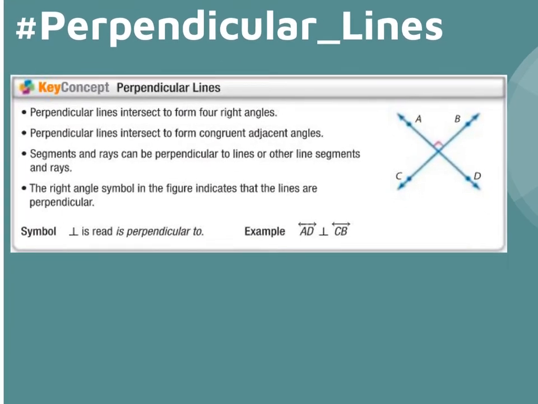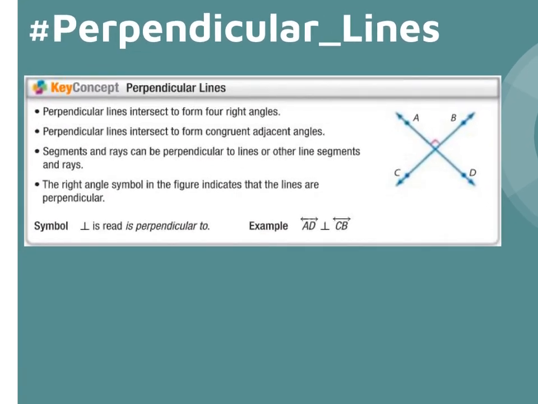So perpendicular lines are lines that intersect to form four right angles. Perpendicular lines intersect to form congruent adjacent angles. Remember what our terms mean. Next, segments and rays can be perpendicular to lines or other line segments and rays. And the right angle symbol in the figure indicates that lines are perpendicular. So that's important to remember.